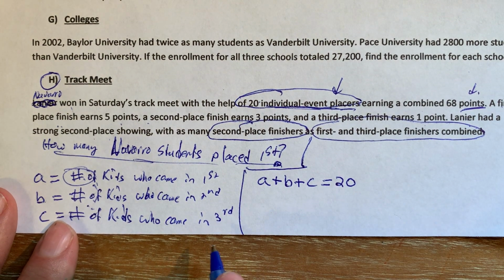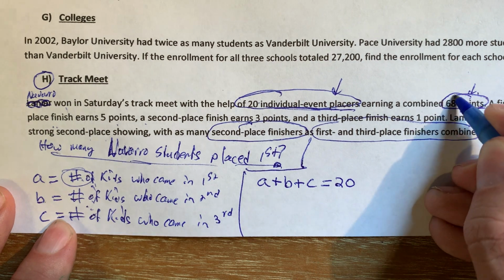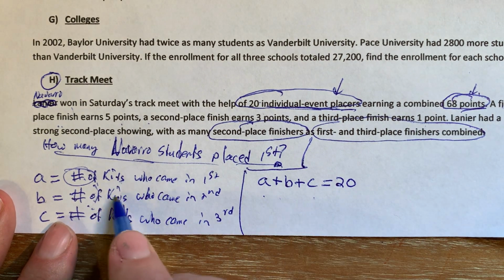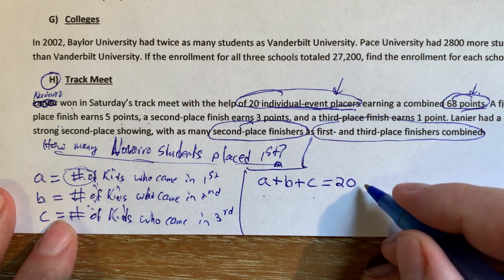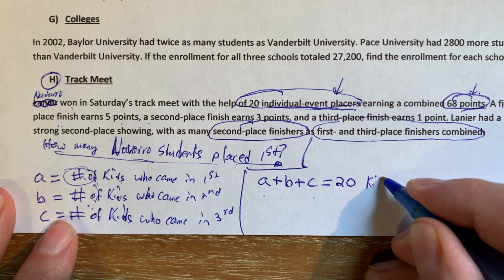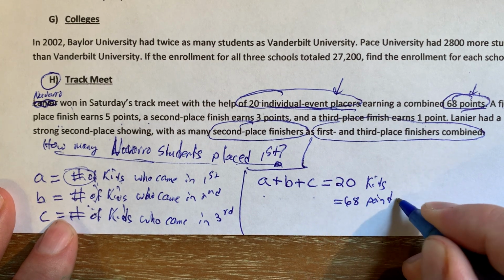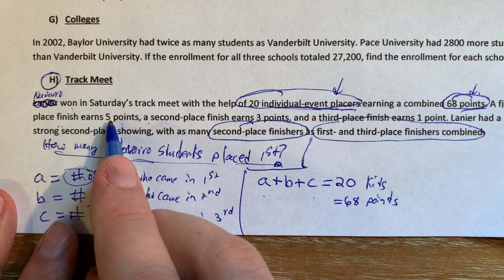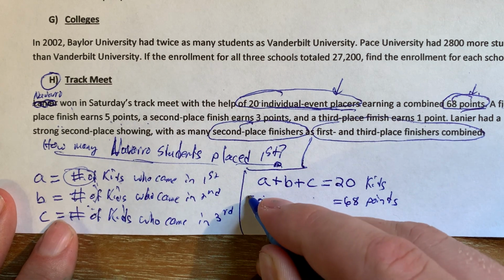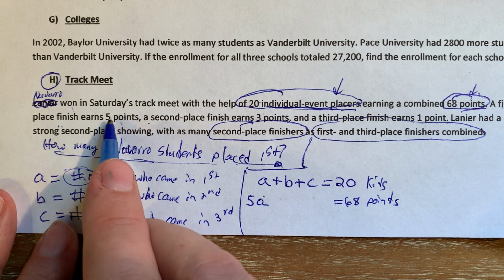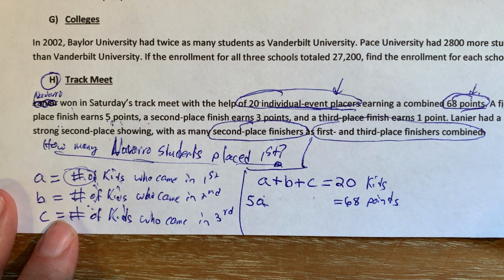Next, I know that they earned 68 points total. That's not A plus B plus C. If you add up the number of kids, that's not the total number of points. This is about kids. This next equation is going to be the total number of points, right? So how do we find the total number of points? Well, however many kids came in first place, we'll multiply that by 5 because that's how many points they earned. Each person who came in first earned 5 points. So it'll be 5 times the number of kids who came in first.